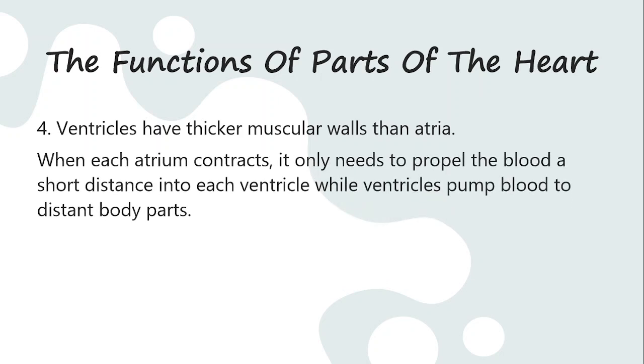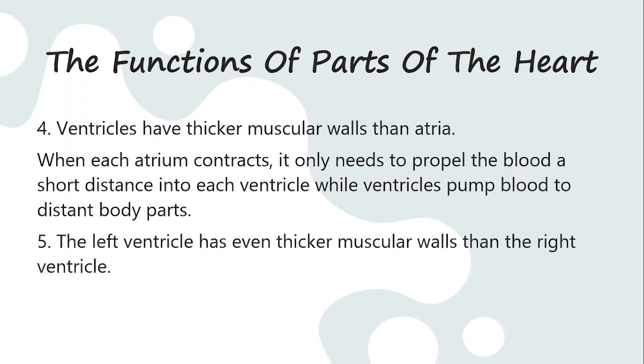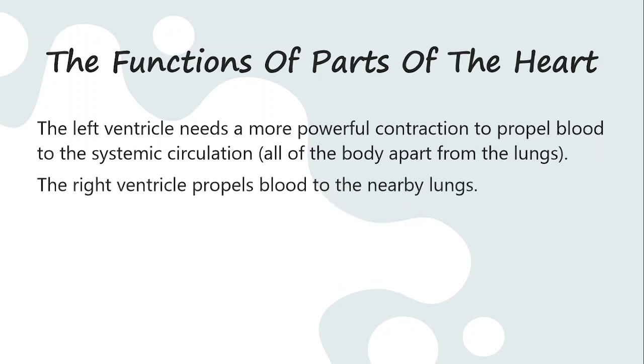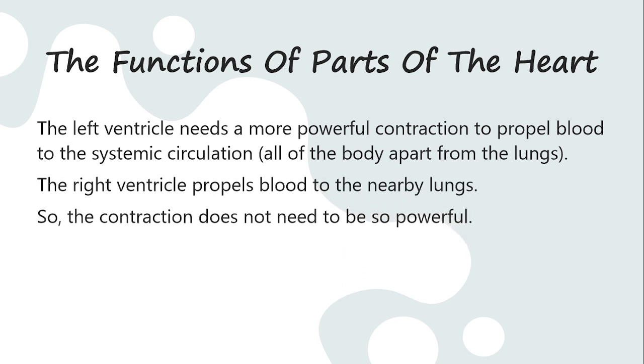When each atrium contracts, it only needs to pump the blood a short distance into each ventricle, while the ventricles pump blood to the distant body parts. This is why they have thicker muscular walls. We've discussed that already. The left ventricle has even thicker muscular walls than the right ventricle. The left ventricle needs a more powerful contraction to propel blood to the systemic circulation, that is, all of the body parts apart from the lungs. The right ventricle propels blood to the nearby lungs. So the contraction does not need to be so powerful because it just pumps the blood to the lungs.